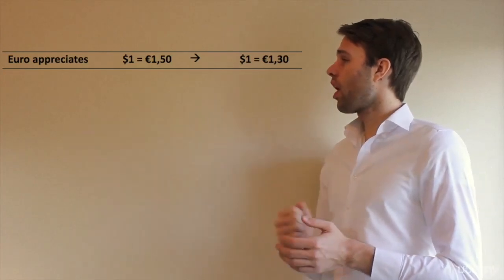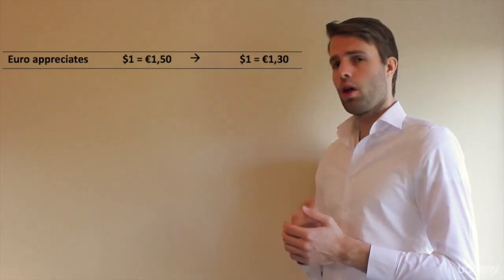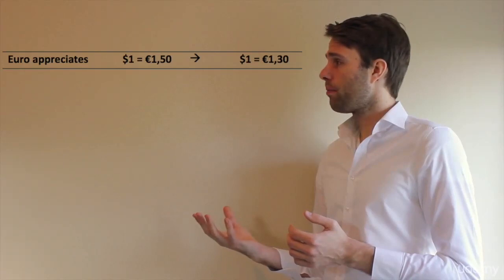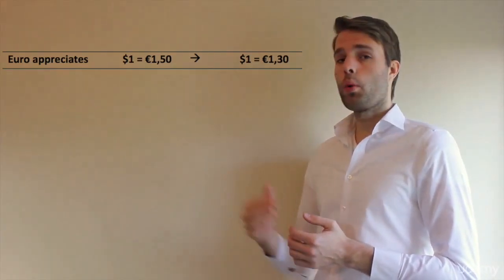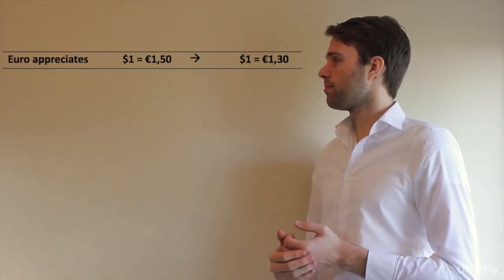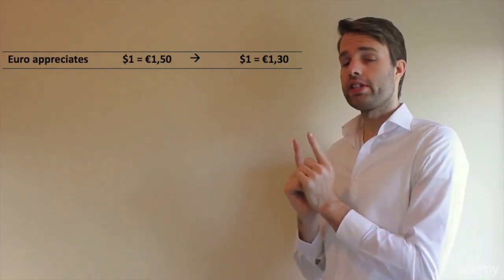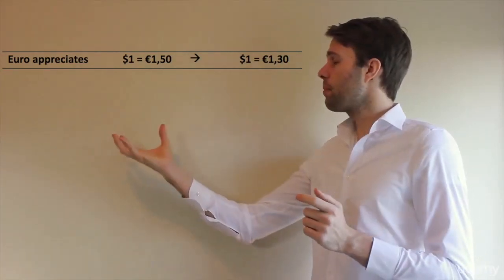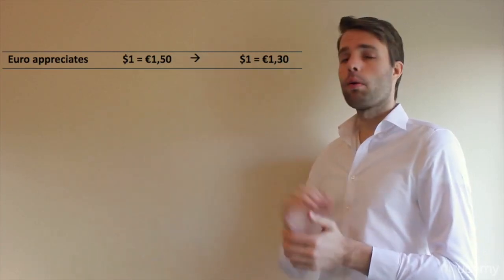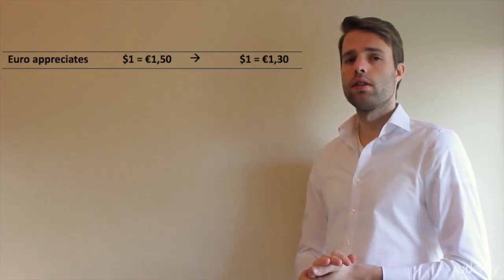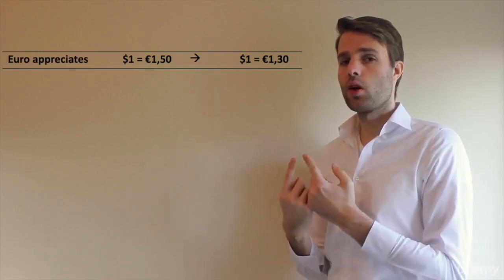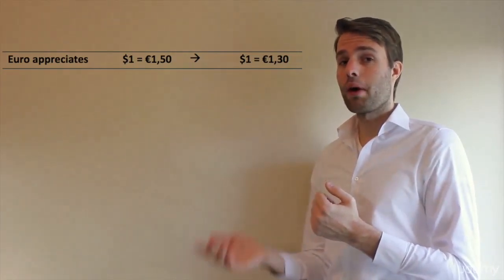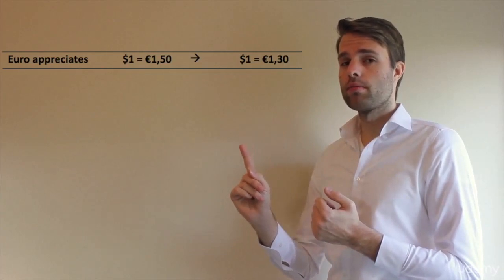Let's say the euro appreciates. What will happen? Well, first, if we wanted to buy 1 American dollar, we had to pay €1.50 for that. Now the euro appreciates. To buy that same 1 American dollar, we now pay €1.30. What has happened? When the euro appreciates, we need fewer euros to buy that same 1 American dollar.